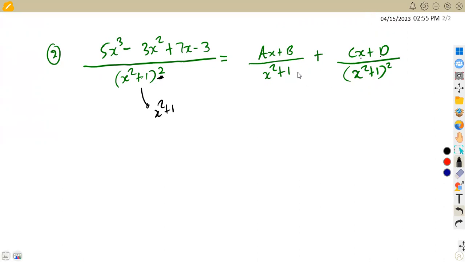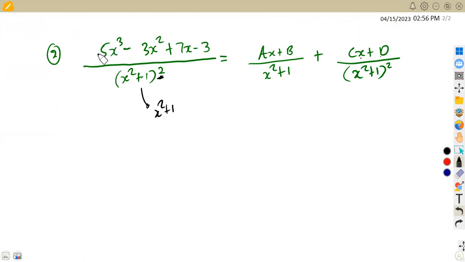So remember, we start with 1, 2, and if this was to the power of 3, we would have ex + f over (x^2 + 1)^3. So it depends on the power that you are given. But in this case, this is to the power of 2, which is why we end up with the power of 2. And already the format is given. If not given, be very careful how you expand a repeated quadratic. In this case, they have already done a certain part for us.